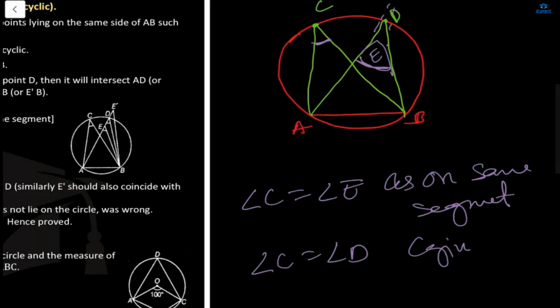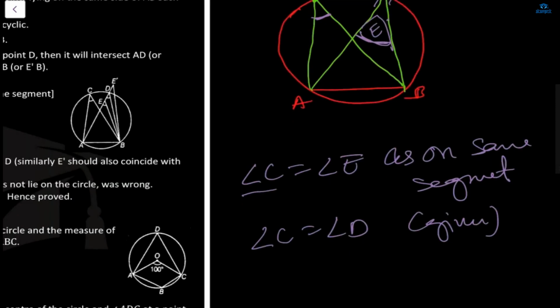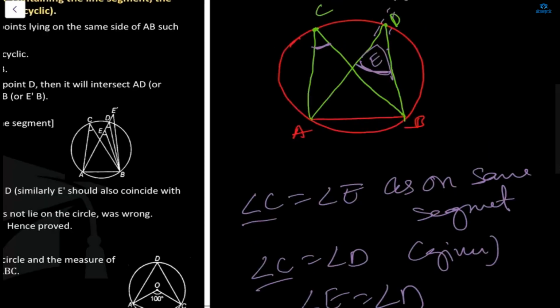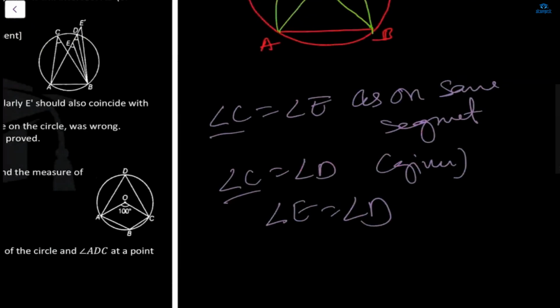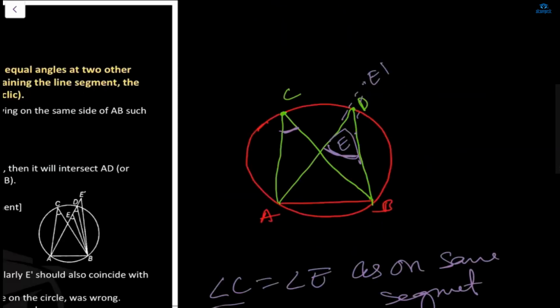Okay, so what does it mean that angle C is on both sides? From these two, angle E is equal to angle D. But how can two angles be equal, angle E and angle D? Because we have assumed E instead of D. So if they are equal, that means D is coinciding with E. And if D is coinciding with E, that means the point D is also lying on the circle. So our assumption is wrong, and the points A, B, C, D are concyclic.